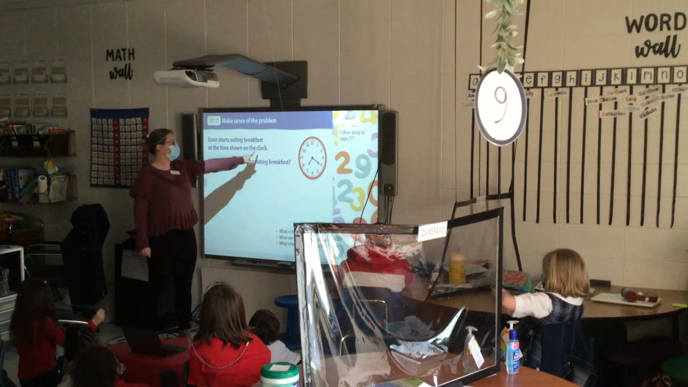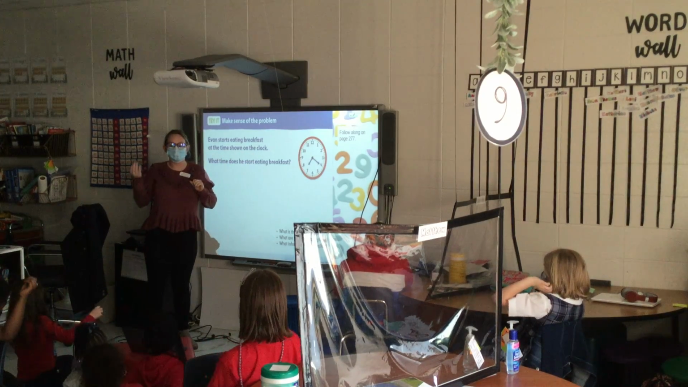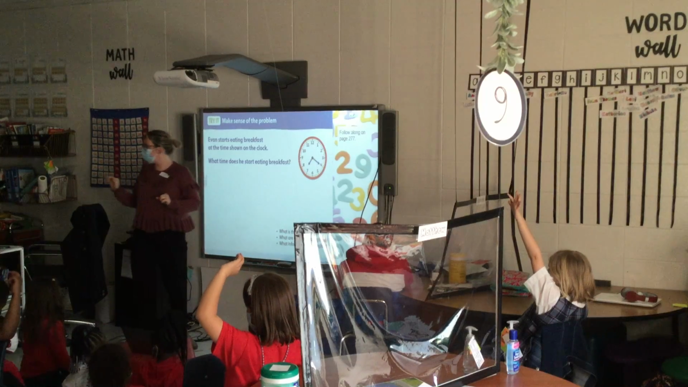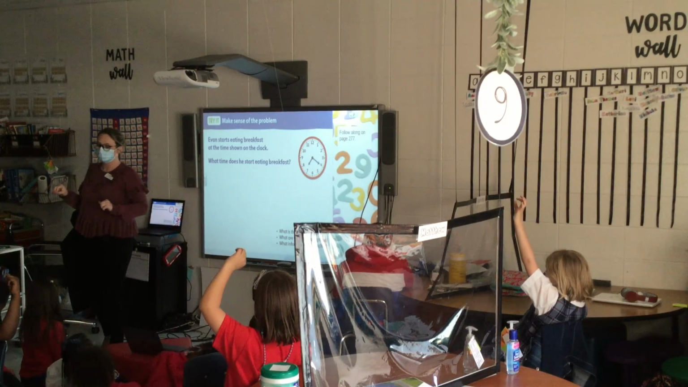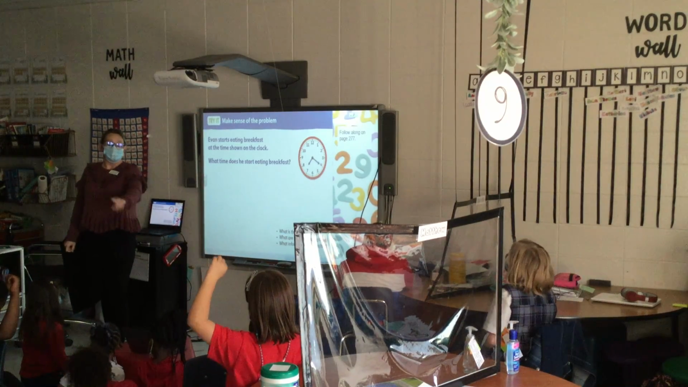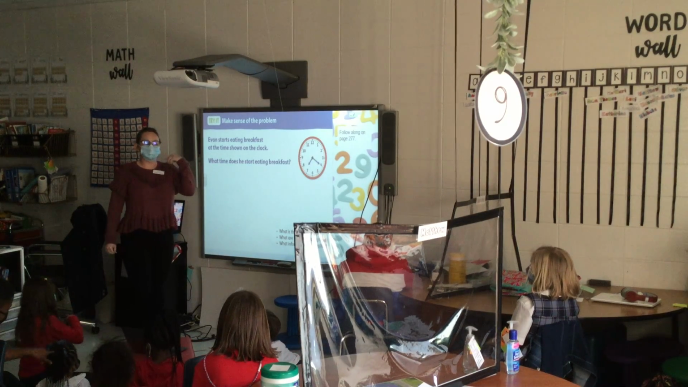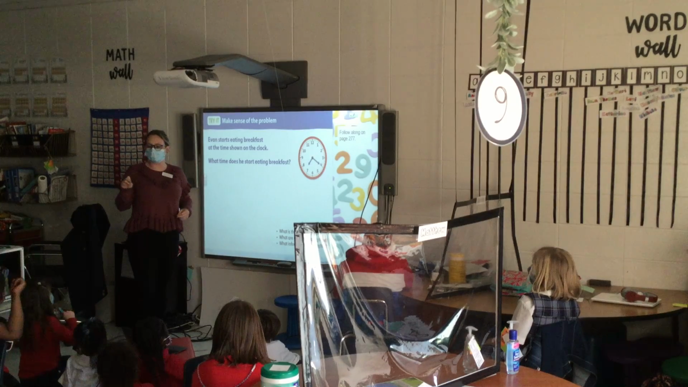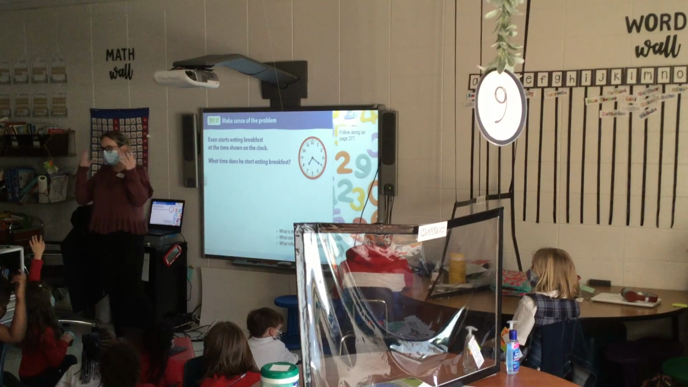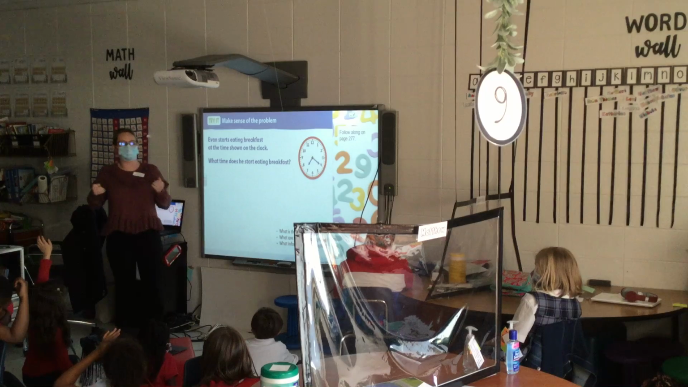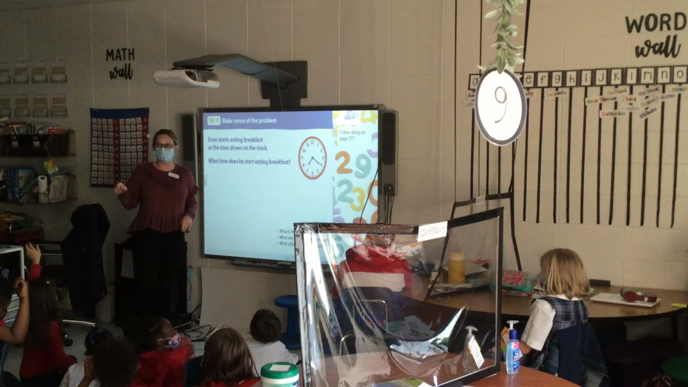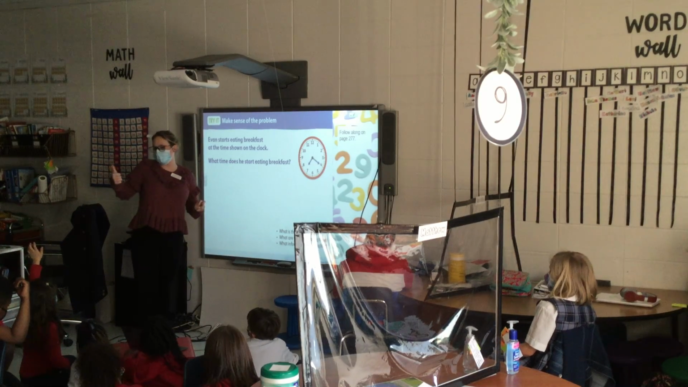So yes, time shown on the clock. But what do we need? What other part about time that we kind of worked on a little bit yesterday? So Anaya just said Evan starts eating breakfast. So breakfast is at a certain time in the day. We need to be thinking about that as well. I think that's some pretty important information too. Don't you all think? Thumbs up, maybe?